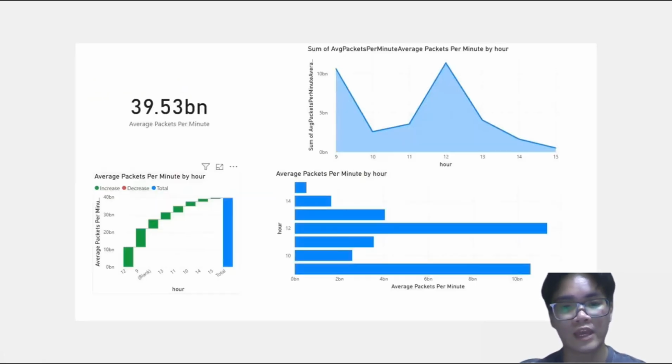Moving on, we have our average packets per minute by hour. Now let's look at how traffic volume varies over time.